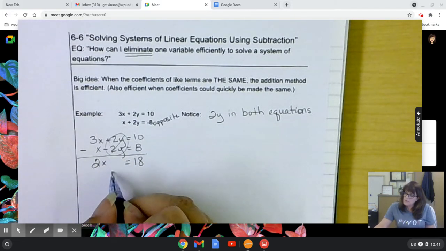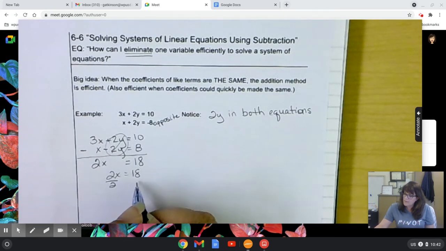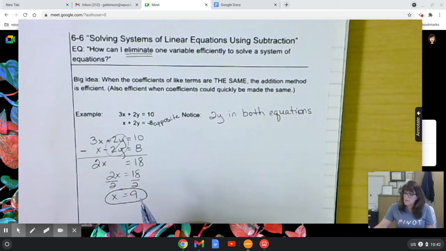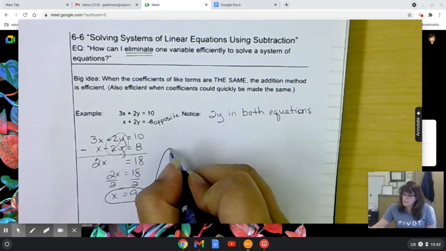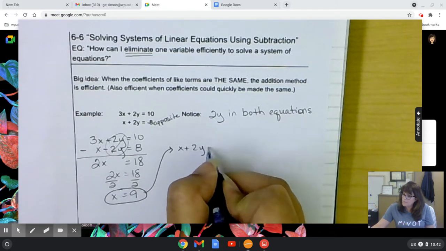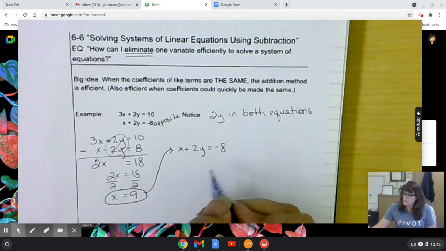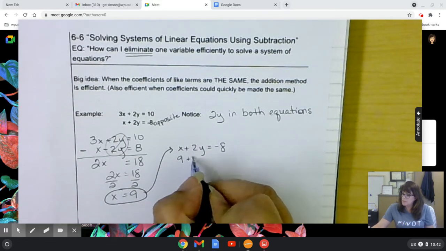Okay, so then with 2x equals 18, divide both by 2, x equals 9. Now, once I know that x equals 9, I could put it up into an equation. And it doesn't matter which one I use. You could pick either one. You'd get the same awesome solution.